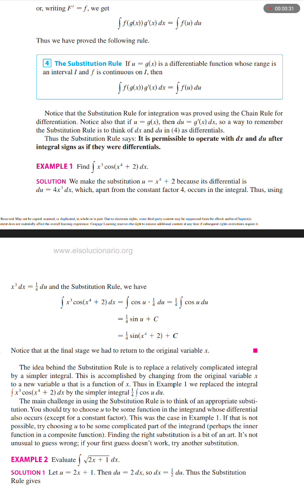Notice that the substitution rule for integration was proved using the chain rule for differentiation. Notice also that if u equals g of x, then du equals g prime of x dx. So a way to remember the substitution rule is to think of dx and du in equation 4 as differentials. Thus, the substitution rule says it is permissible to operate with dx and du after integral signs as if they were differentials.